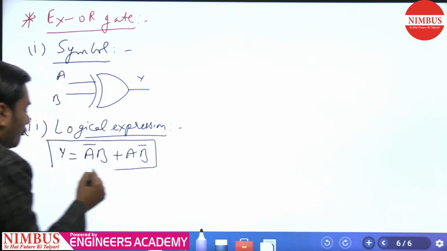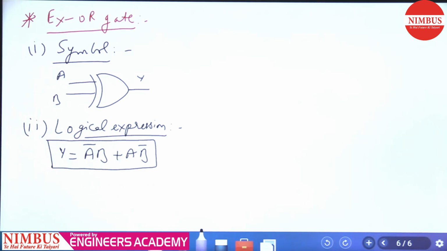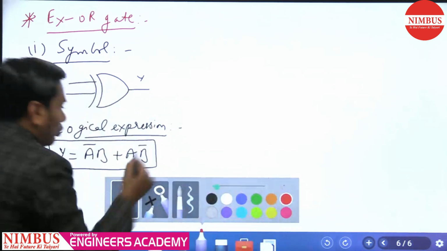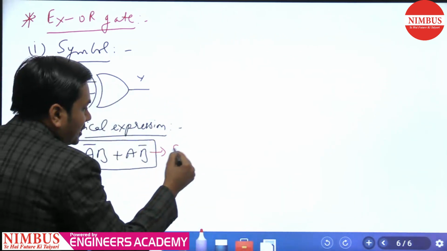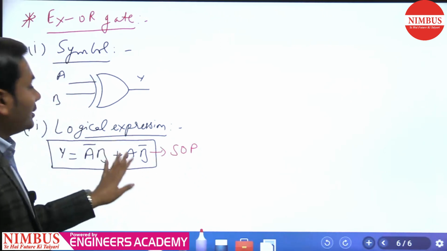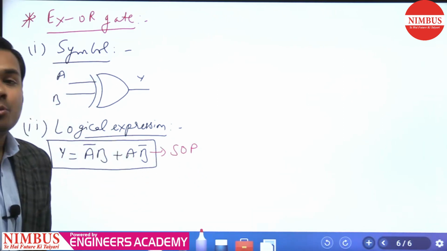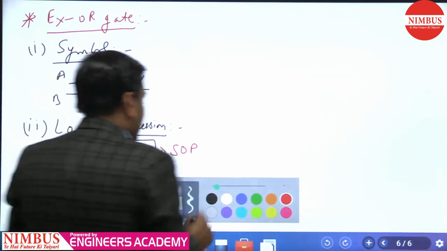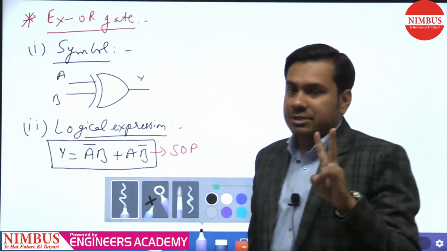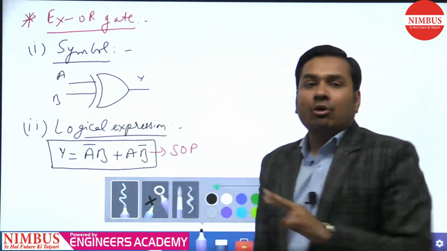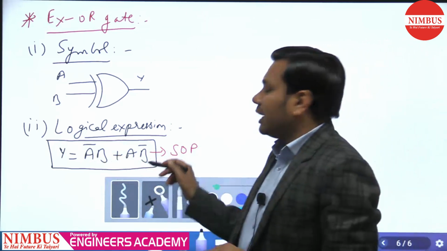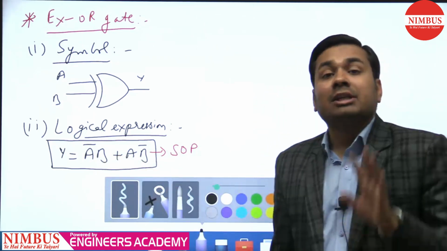For the XOR we have a logical expression, that is a bar b plus a b bar. We know that this expression is in SOP form, and that function is defined for two variables, two inputs. So we can say that these are the min terms.